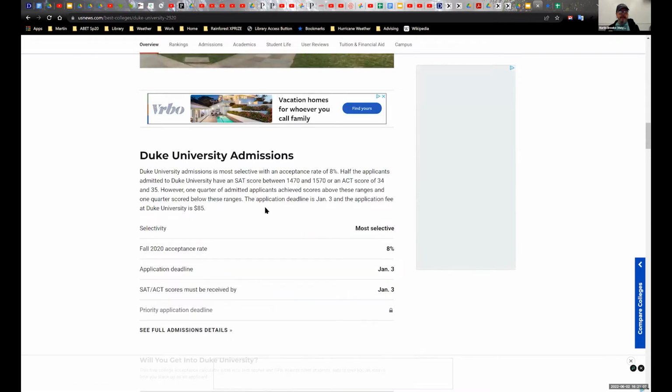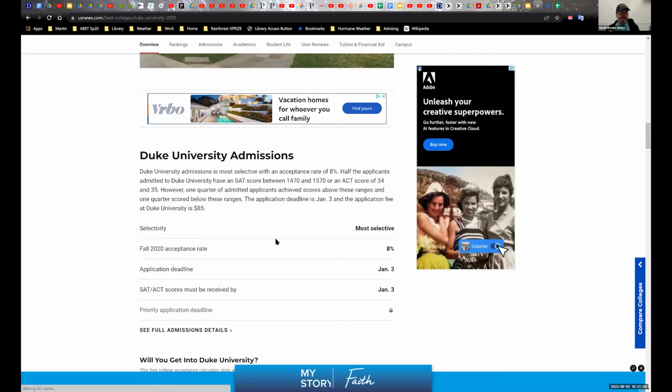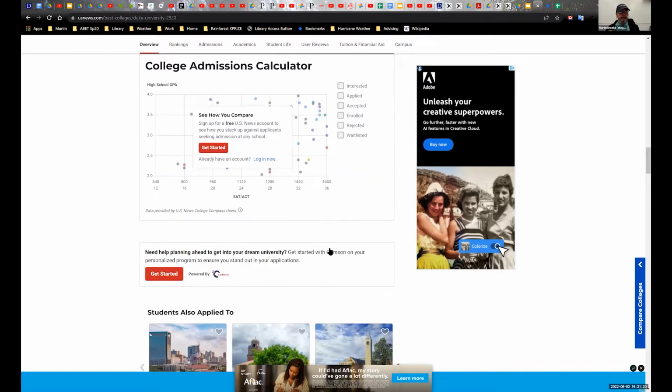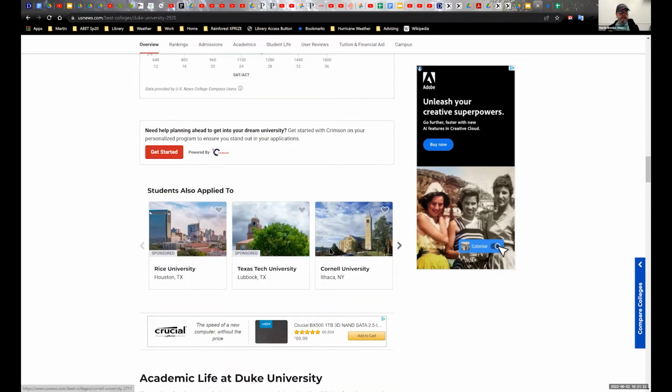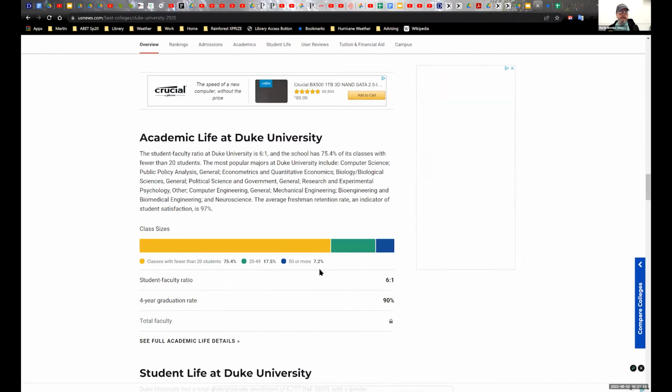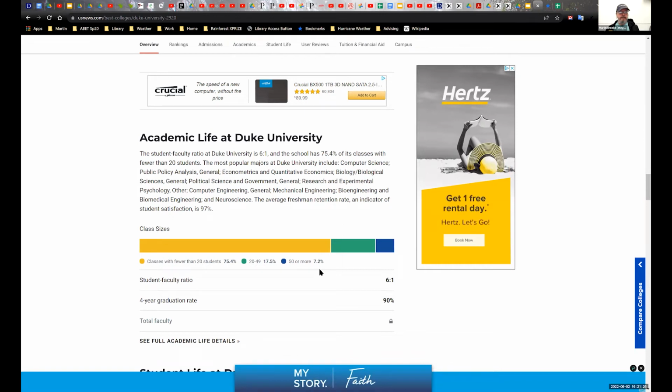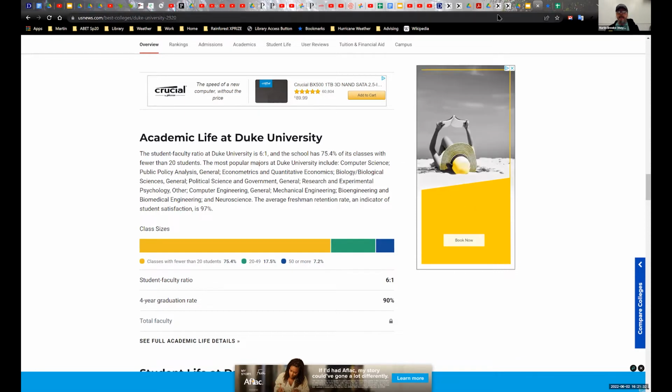The admissions are rather selective. Apparently in 2020, they admitted 8%. I believe that number has gone down in recent years. So it's a very difficult university to get into. And the classes are relatively small. The student to teacher ratio is 6 to 1, and graduation rate is 90% across the campus. It's much higher in engineering.